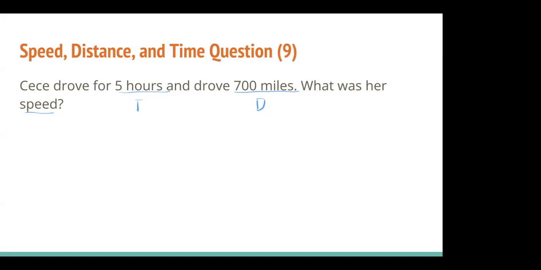Division. For the 5 hours, you use hours, and for the 700 miles, you use. Okay, so to find the speed is equal to distance over time. To find speed is equal to 5 hours over 700 miles, right?